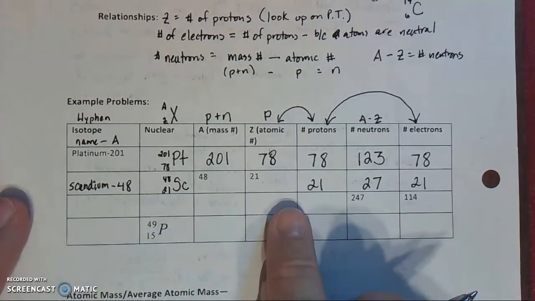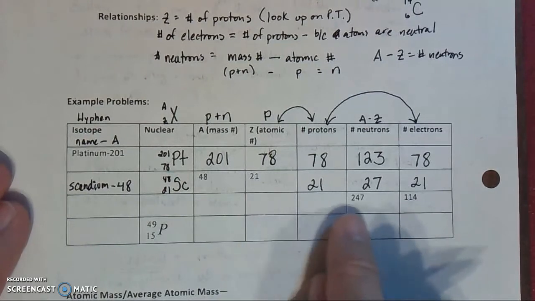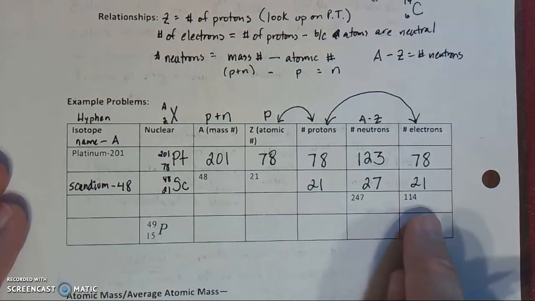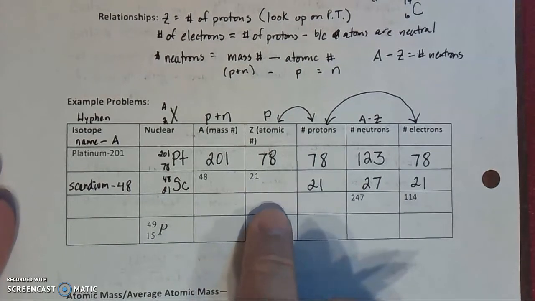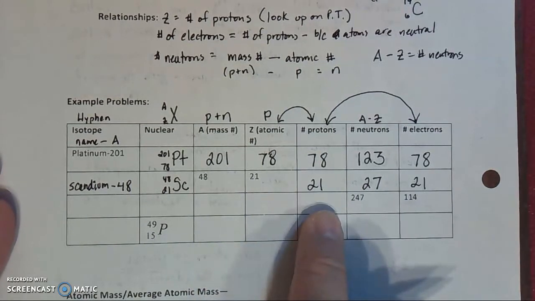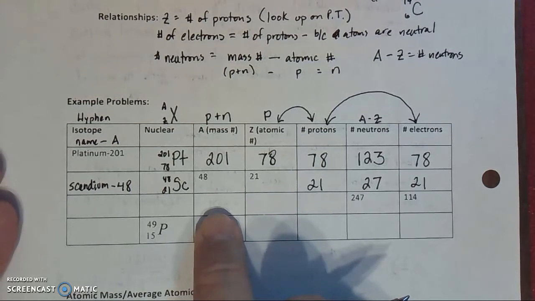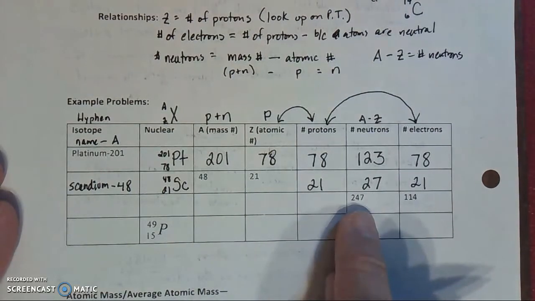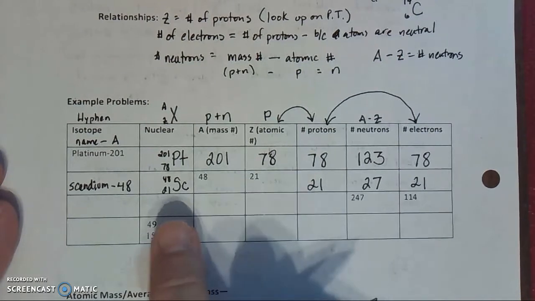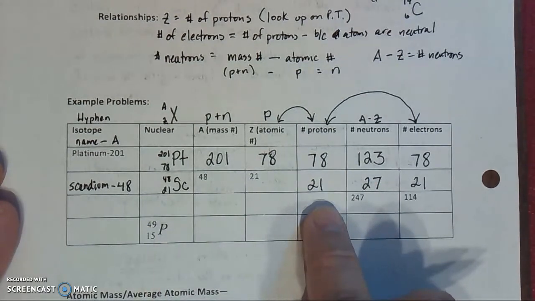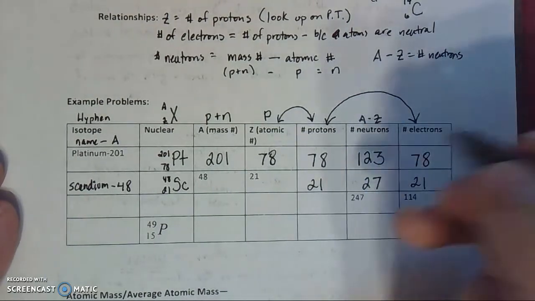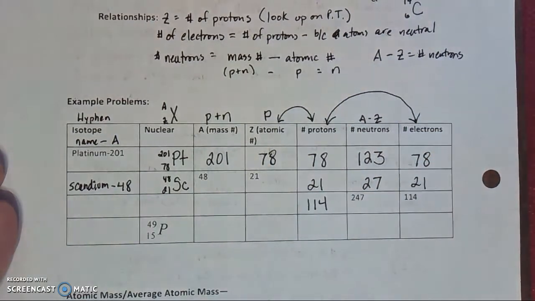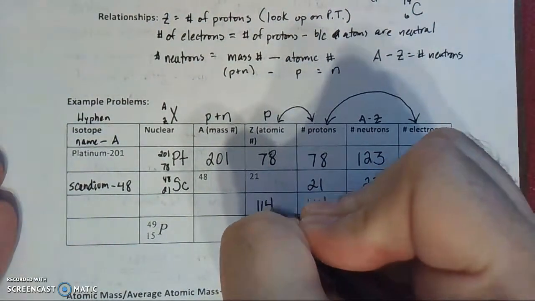On our next example, here we're given the number of neutrons and the number of electrons. So, in order to figure out this one, we need the number of protons. In order to figure out the A number or mass number, we need to add protons and neutrons. In order to figure out the name and the symbol, we need the number of protons. So we have to use the number of electrons, which is equal to the number of protons. So we have 114 protons, and that would be its atomic number also.